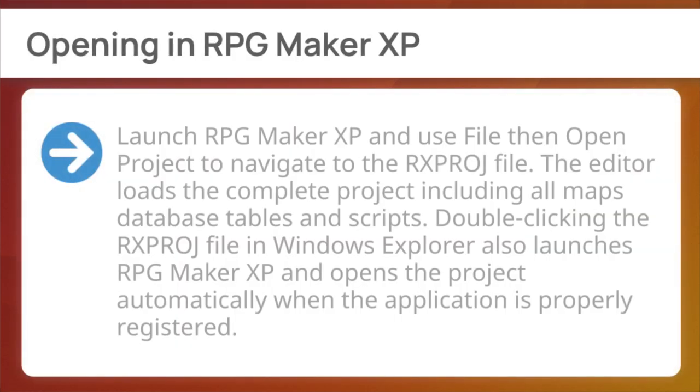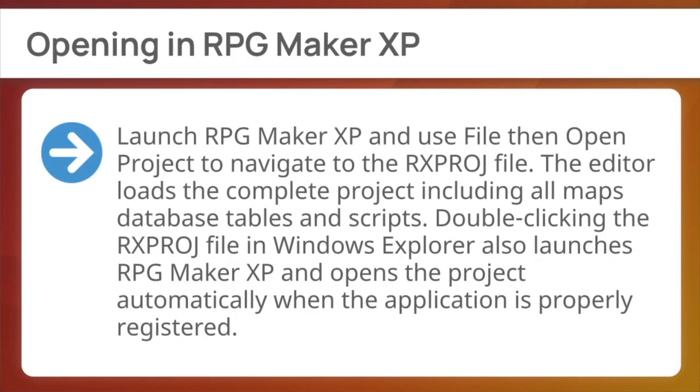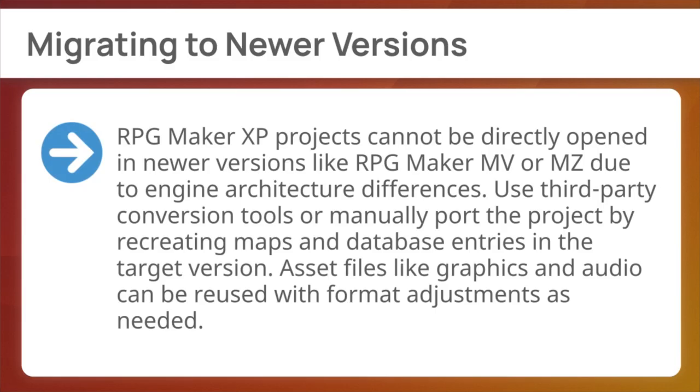First, opening in RPG Maker XP. Launch RPG Maker XP and use File then Open Project to navigate to the RXPROJ file. The editor loads the complete project, including all maps, database tables, and scripts. Double-clicking the RXPROJ file in Windows Explorer also launches RPG Maker XP and opens the project automatically when the application is properly registered.